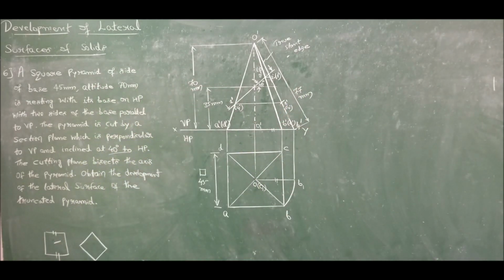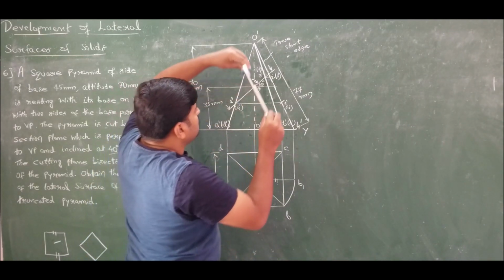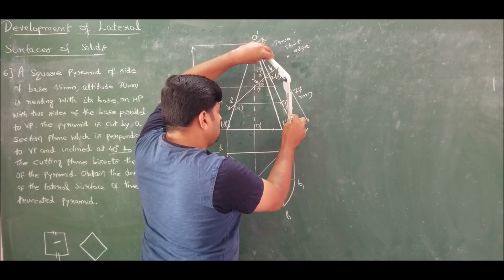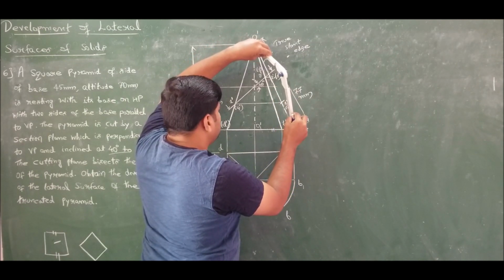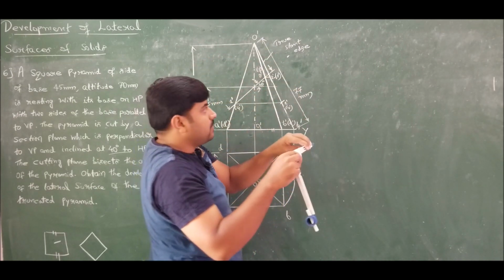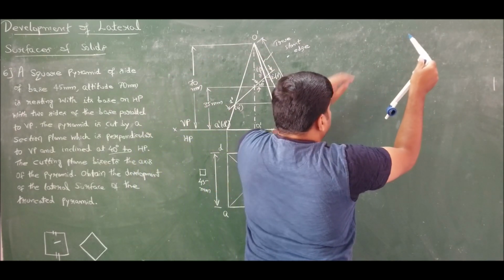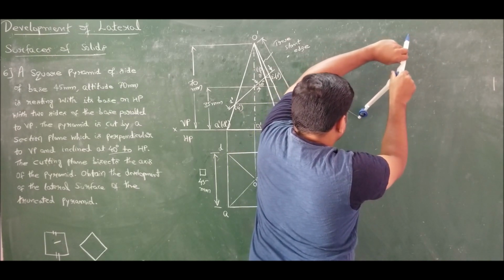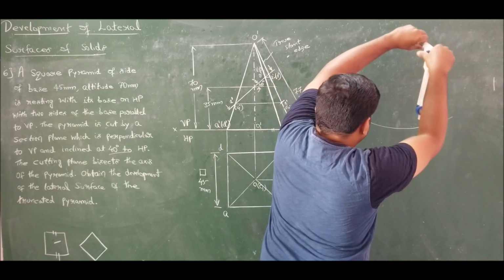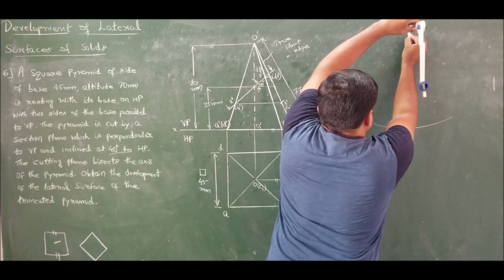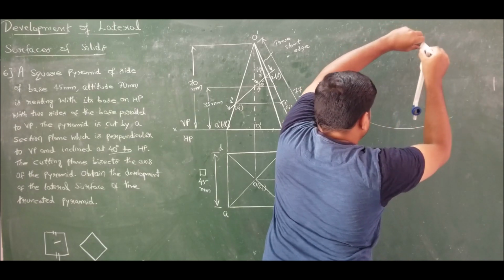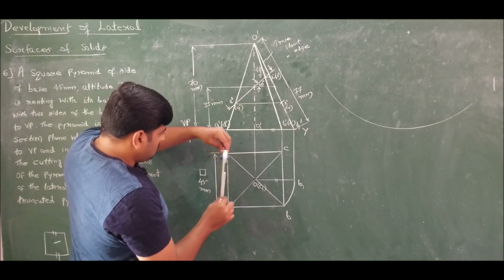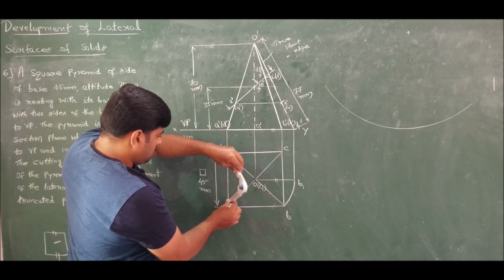Now for development, first you lay down the true length of the slant edge, that is O dash to B1 dash. Measure O dash to B1 dash, which is 77 mm, and draw an arc for the apparent angle. I don't know how much is the angle, but just draw an arc. Drawn. Now measure the base length. Base length is known, 45 mm.